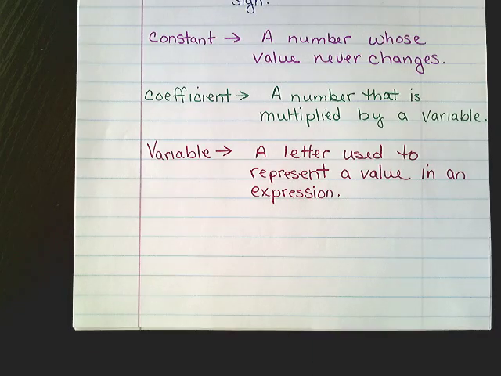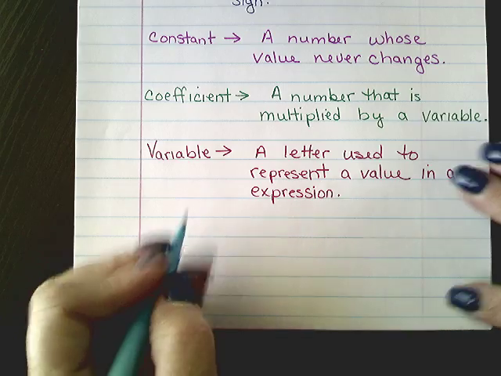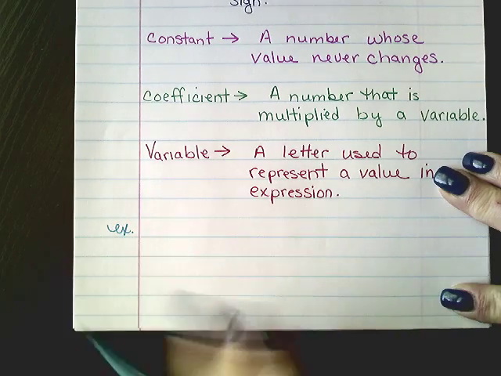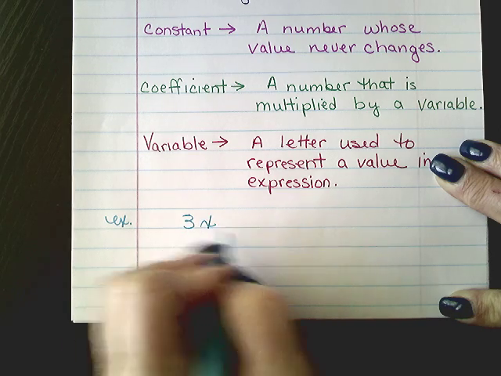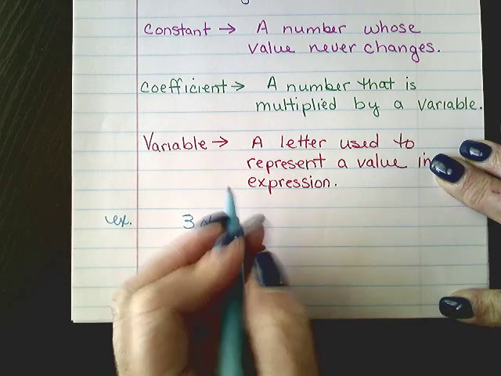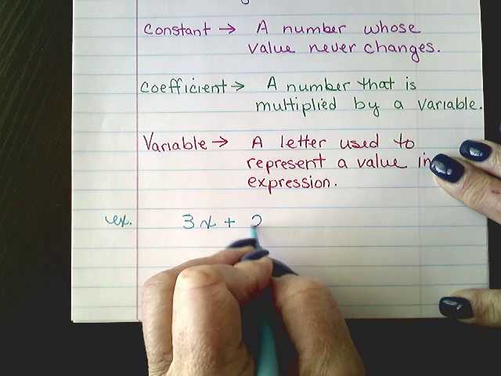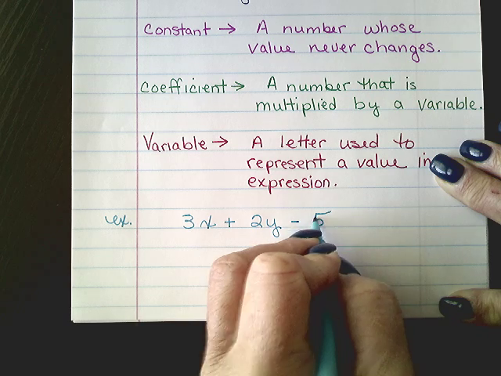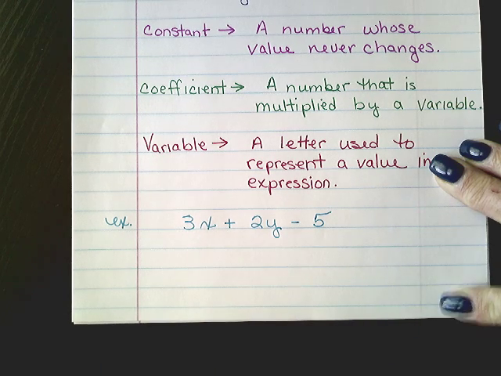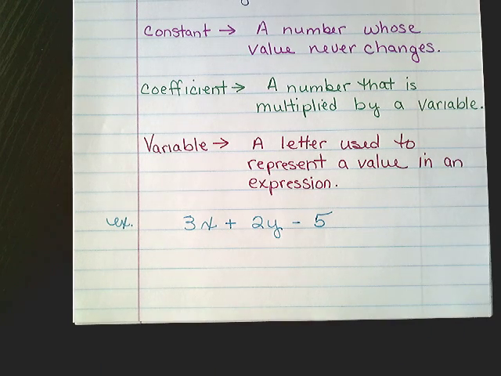All right, so we've identified the different parts of an algebraic expression. Now let's do some examples so that we can identify those. So let's look at the first one. Our first example is going to be 3x plus 2y minus 5. All right, so the first thing we want to look at are the terms.